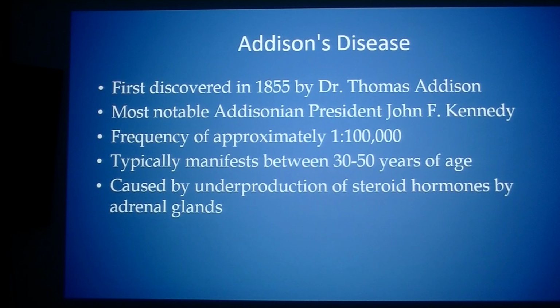Addison's disease was first discovered in 1855 by Dr. Thomas Addison. The most notable Addisonian president was President John F. Kennedy. The frequency is approximately 1 in 100,000, and it typically manifests between age 30 to 50. It's caused by underproduction of steroid hormones by the adrenal glands.